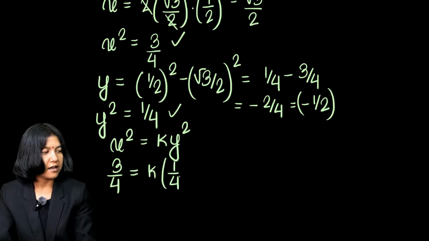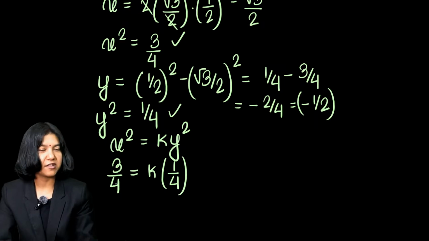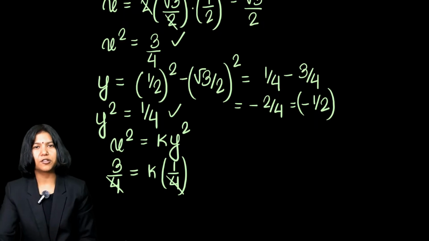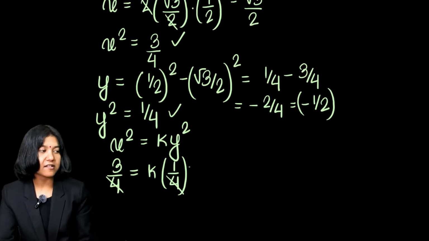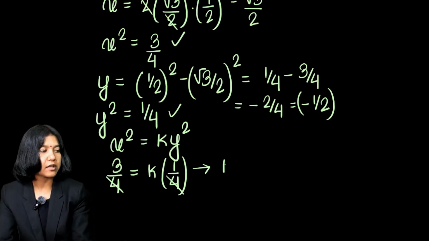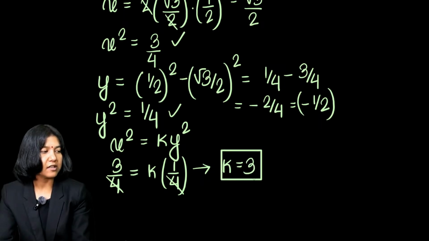And I always tell this to all my students, when the same denominators are there, you just get rid of them, right? The two denominators from both sides can cancel out, giving you k equals 3. That's it. The value of k has to be equal to 3.